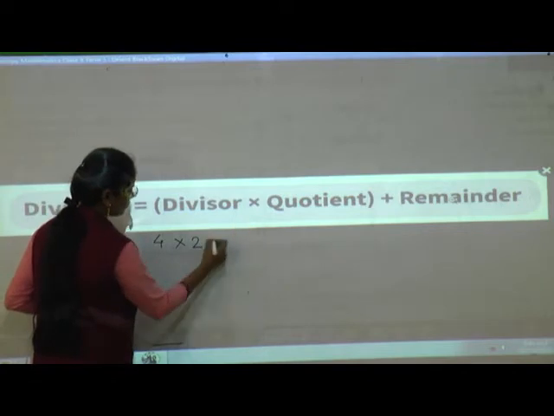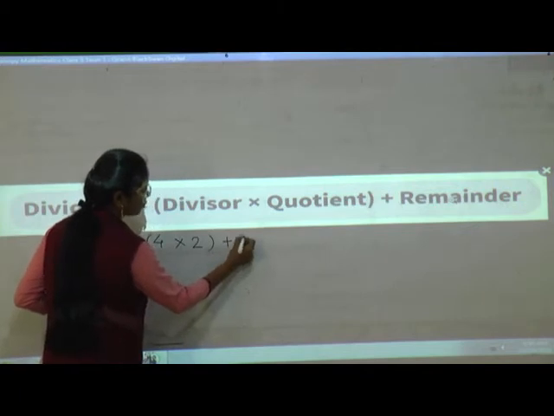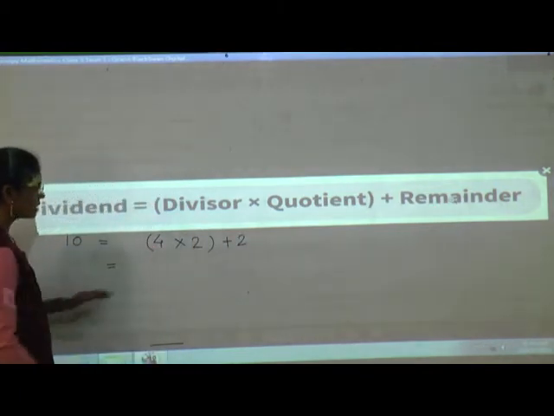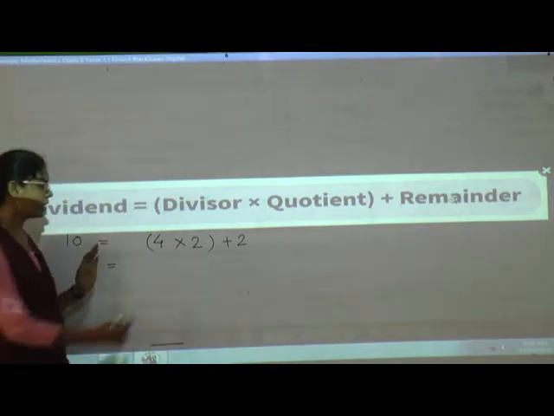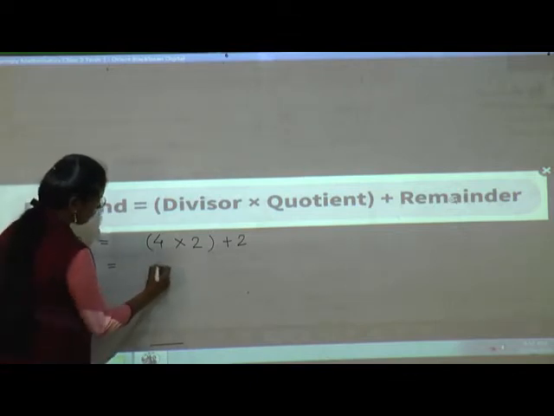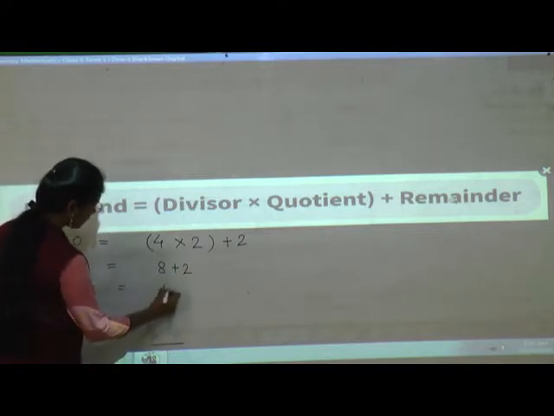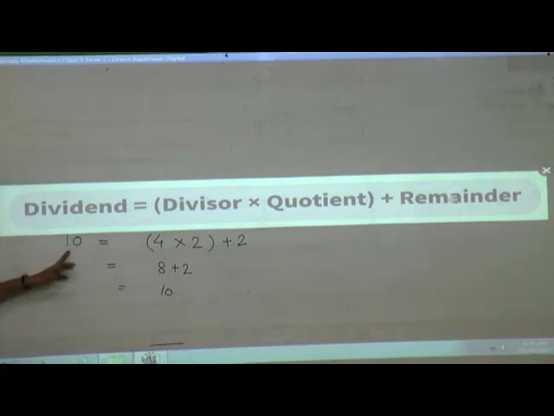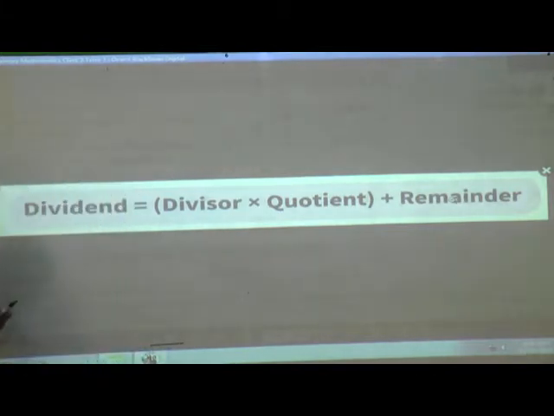Then we keep this in a bracket, plus what remainder was there? 2. Now we will solve this. After that we should get the answer 10 only. Then only our answer is correct. So let us solve this. 4 into 2, 4 twos are 8, plus 2. 8 plus 2 is equal to 10. So here also the dividend is the same, which means our answer is correct. In this way you can check your answer also. So keep this in your mind: dividend is equal to divisor into quotient plus remainder.